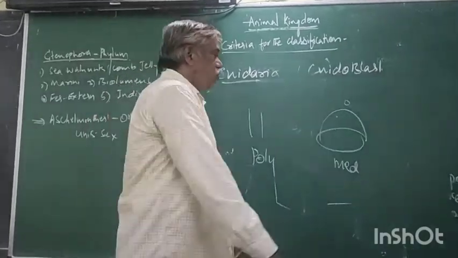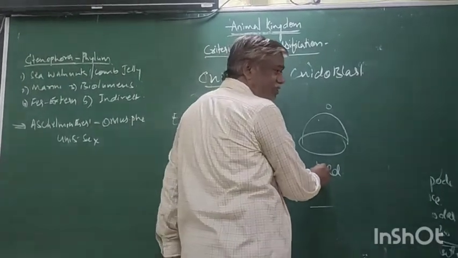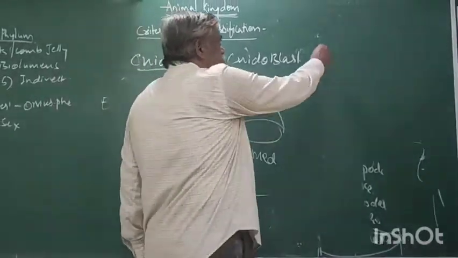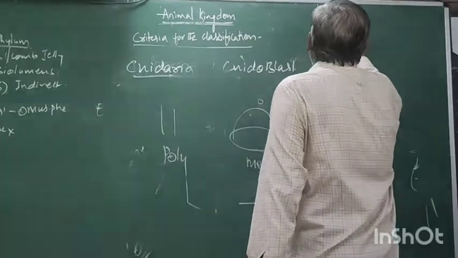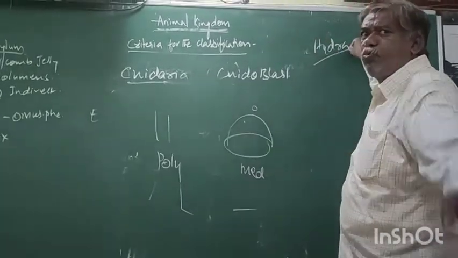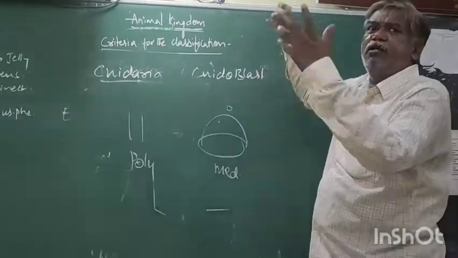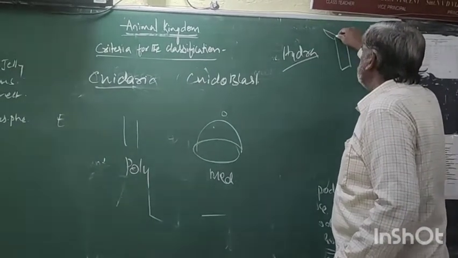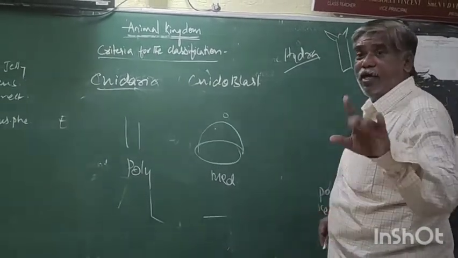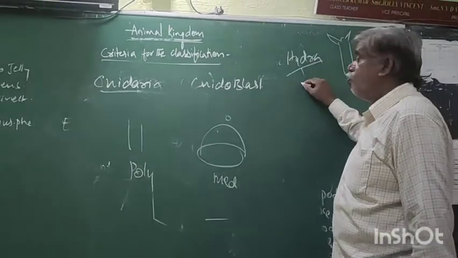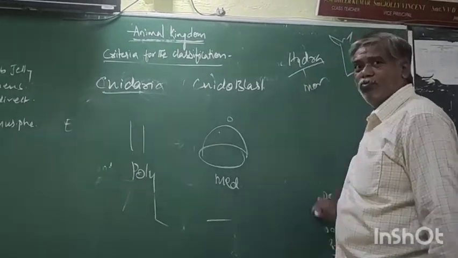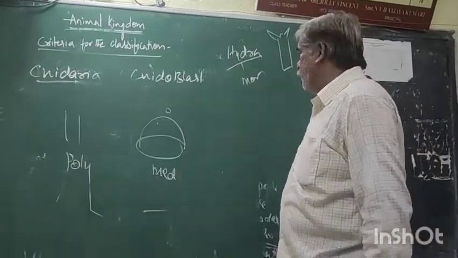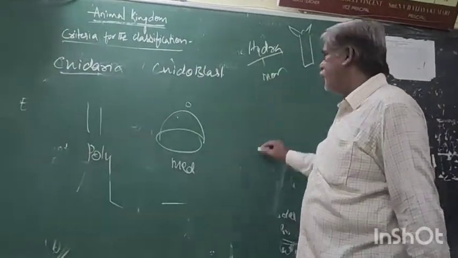Now, suppose Hydra. In Hydra, the total lifespan remains only in the polyp form. Hence, Hydra is monomorphic. Now come to Aurelia.